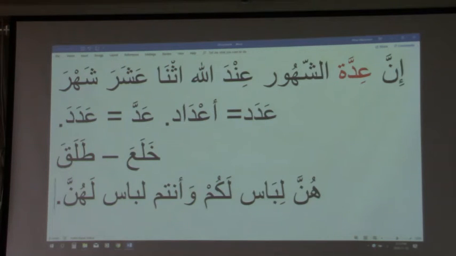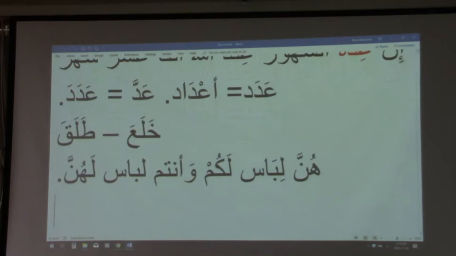Now look at this, subhanallah. I don't want this dress anymore. So khala', take it off. How we use the word khal'ul malabis means to strip completely your clothing. So the word is khal'ul malabis, meaning taking off the clothes.